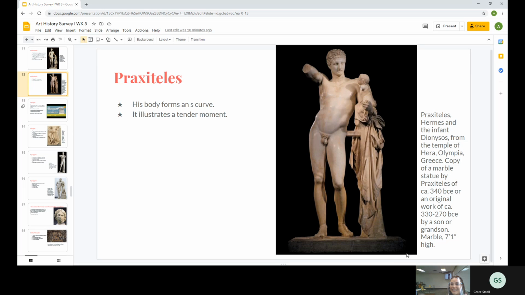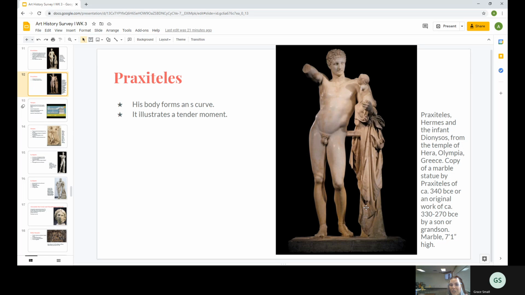Another Praxiteles, this is Hermes and the infant Dionysus. Hermes being this guy, Dionysus being the baby. Hermes takes care of baby Dionysus and hands him off to someone else to raise him. But Dionysus was a baby at one point, later on becomes the god of wine and partying.